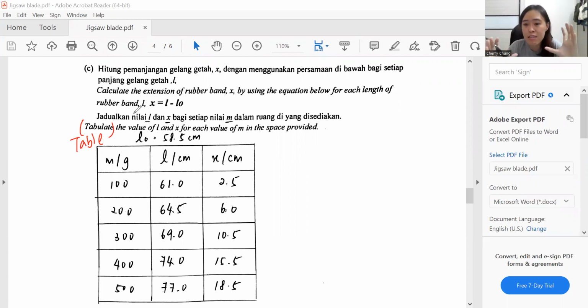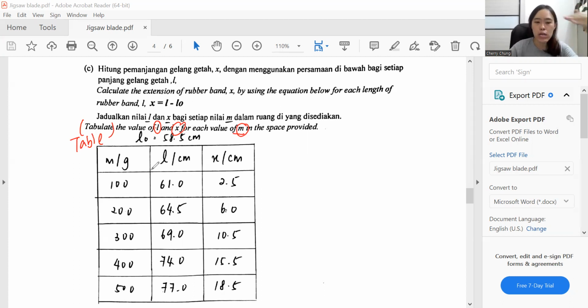Please, okay, this is very important. No table, your marks will be deducted. In this question, it says to tabulate the value of L and X for each M, which means that inside your table, you actually have three values to tabulate: L, X, and M. Usually, this will be the first column, then this is the second column, and this will be the last column.